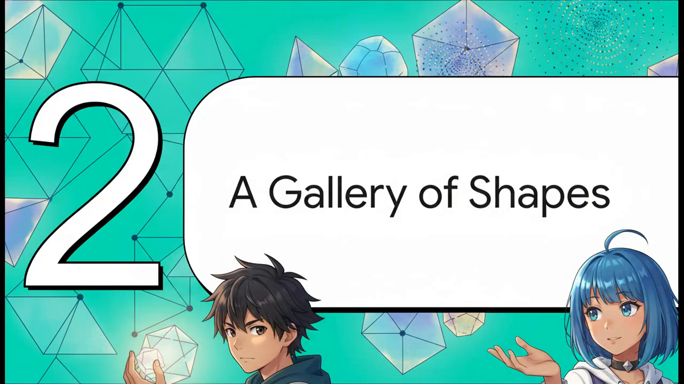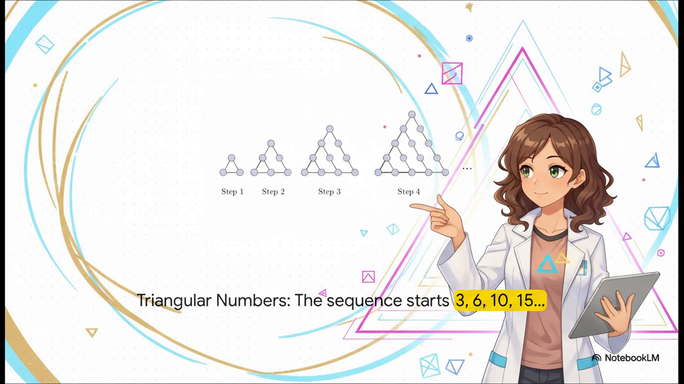Okay, now that we've got the rules down, let's open up our gallery of shapes. We're about to take a quick visual tour of the first few figurate numbers, from the ones you might know to some really fantastic-looking ones. And here are our old friends, the triangular numbers. We start out with a base of 3 dots. Then we add a new row that has one more dot than the last one, and we get 6, then 10, then 15. You see? Each step just builds a bigger, perfect triangle.